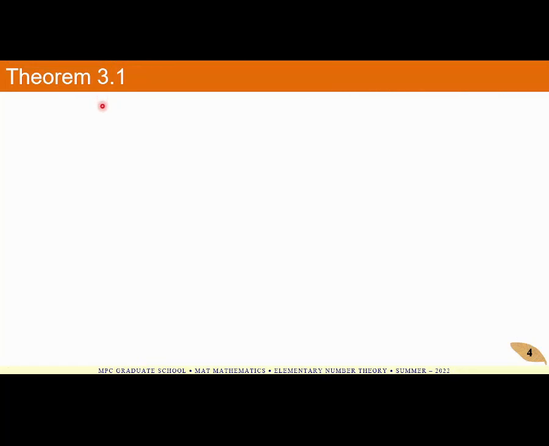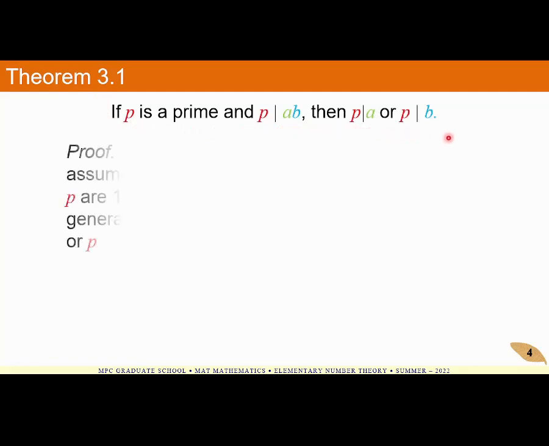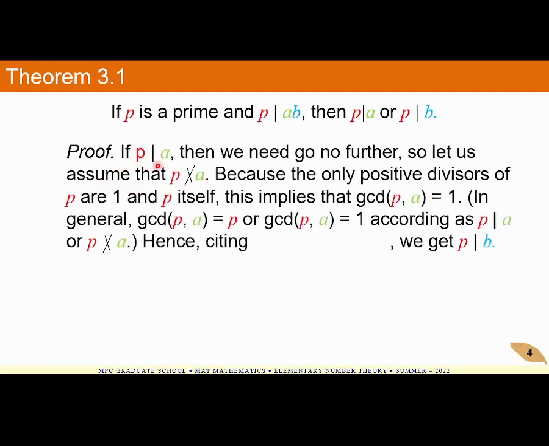For Theorem 3.1: if p is a prime and p divides ab, then p divides a or p divides b. Our proof is: if p divides a, then we need go no further. So let us assume that p cannot divide a. Because the only positive divisors of p are 1 and p itself, this implies that the GCD of p and a is equal to 1. In general, the GCD of p and a is equal to p, or the GCD of p and a is equal to 1, according as p divides a or p cannot divide a.